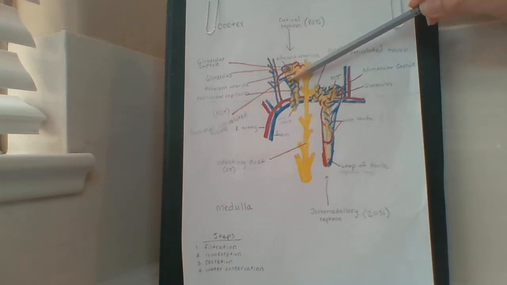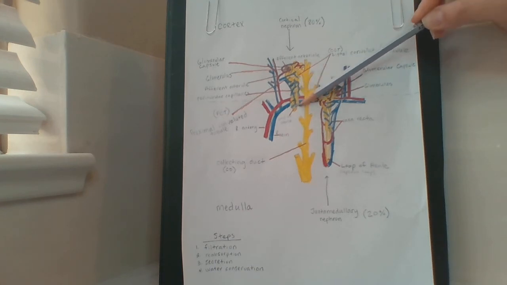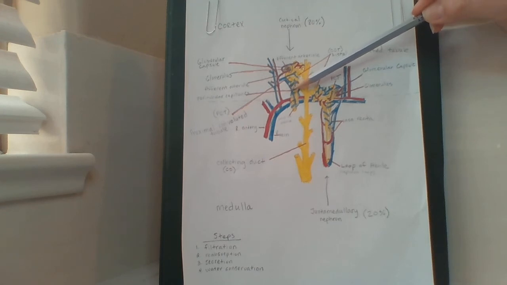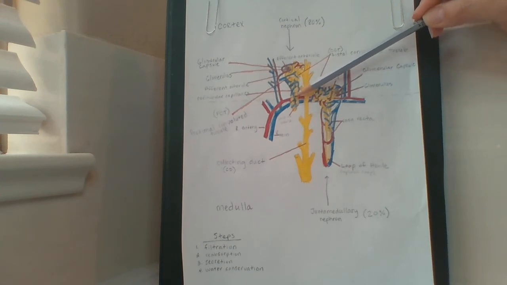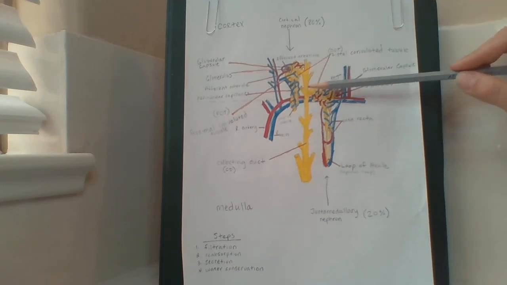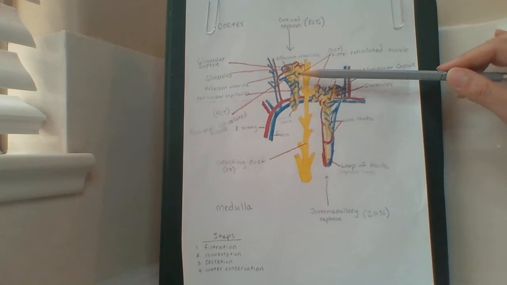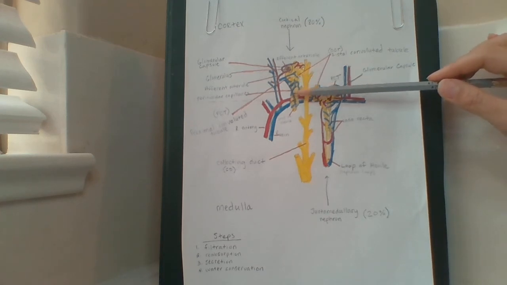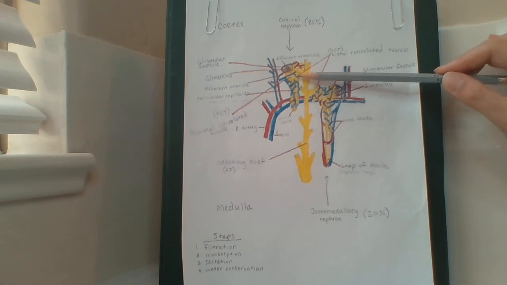Okay, flowing down past your PCT, we are now into the loop of Henle, also known as the nephron loop. This is where water conservation occurs. Basically, water leaves the urine, making it more concentrated. This is to help protect you from becoming dehydrated. The urine travels through the loop of Henle up into the distal convoluted tubule, the DCT.